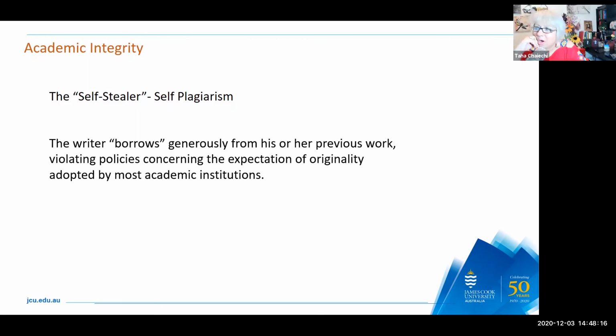That's when the writer borrows generously from their own previously published work. It doesn't mean you cannot cite your work. Say you published a work in 2012, and now you're writing something again about it. You can definitely cite your own work, make a reference to it, because it's part of the literature, it's been published. But if you generously copy paste from your own work without attribution, even though it's your own writing, and you don't properly attribute your published work, then that is called self-plagiarism.